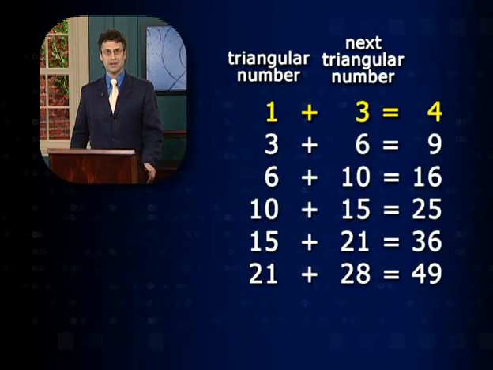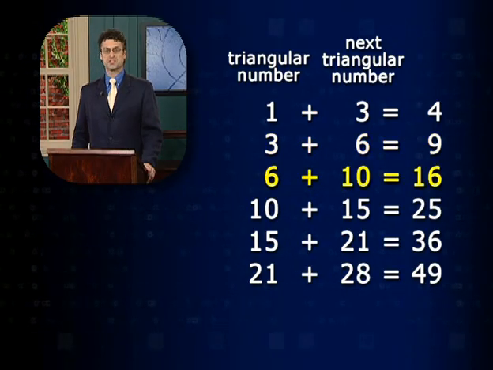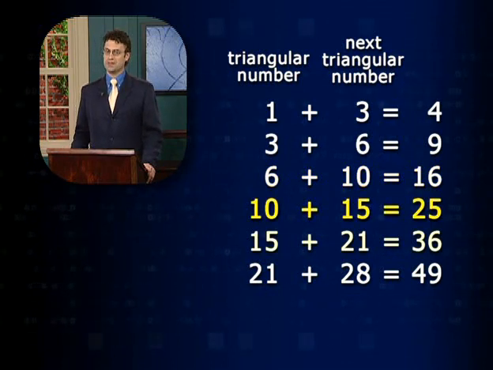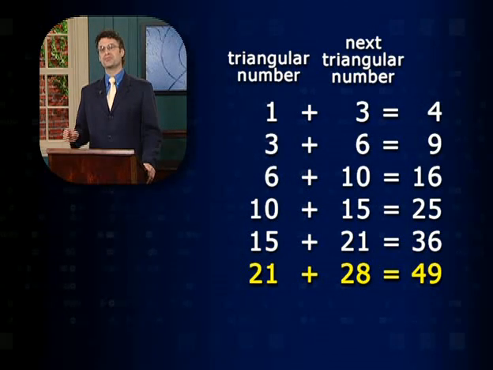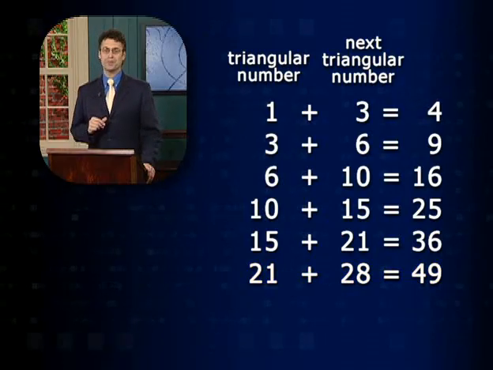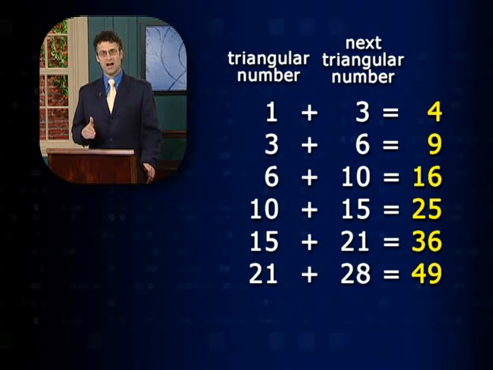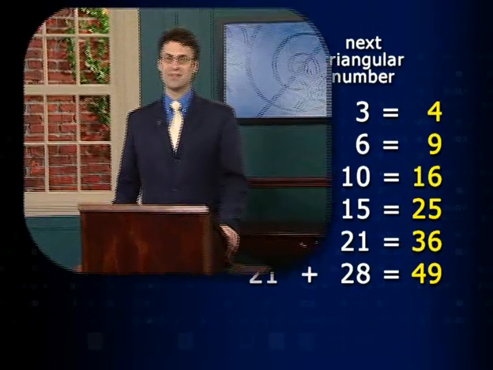We have 1 plus 3, which equals 4. 3 plus 6 equals 9. 6 plus 10 equals 16. 10 plus 15 equals 25. 15 plus 21 equals 36. 21 plus 28 equals 49. Now we can't help but see a surprising pattern. The sums are perfect squares. 4, 2 squared, 9, 3 squared, 16, 4 squared, 25, 5 squared, and so on. Well, we can actually establish that this observation holds in general and is in fact a theorem.